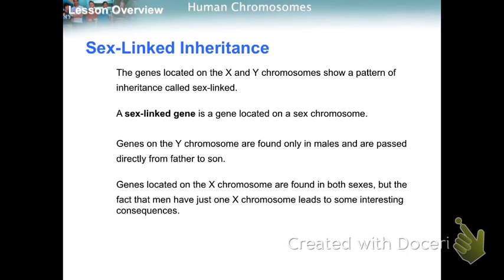It's another form of inheritance we're going to look at. It's called sex-linked. It's a gene located on a sex chromosome. Genes on the Y chromosome that are called Y-linked are found only in males and are passed directly from father to son. Genes on the X chromosome are found in both sexes, but the fact that men just have one leads to some interesting things.